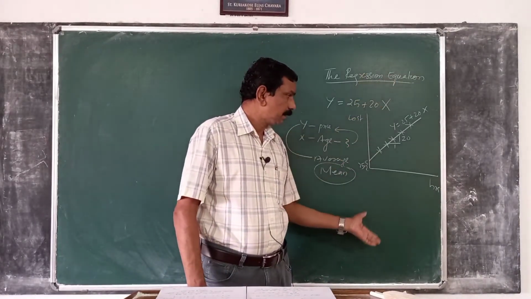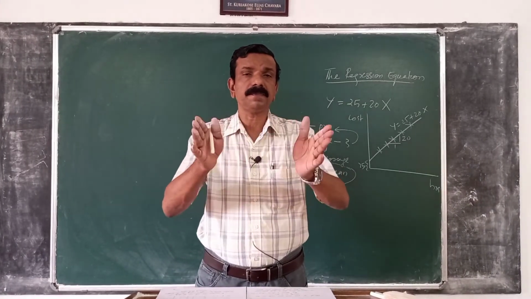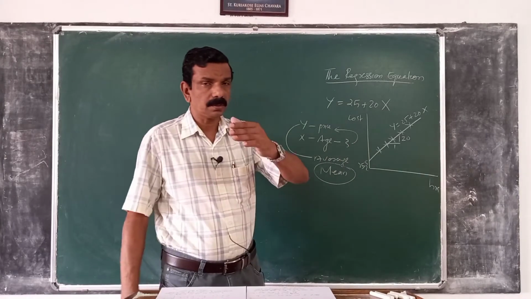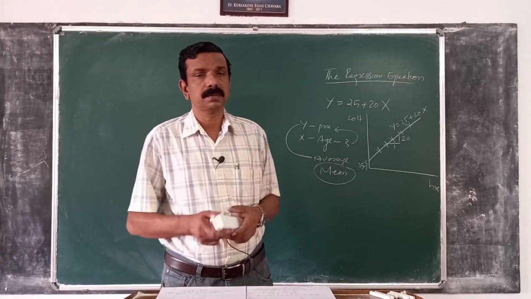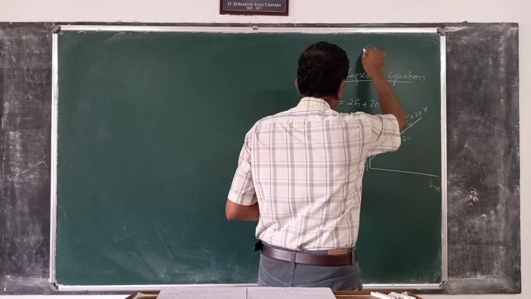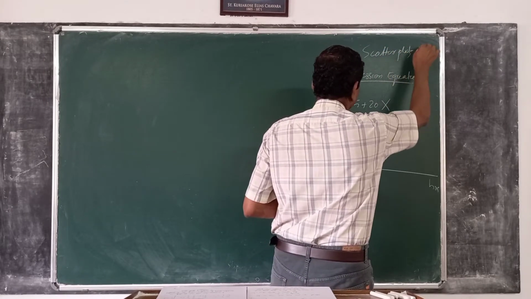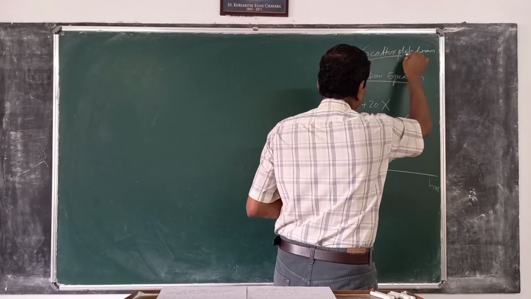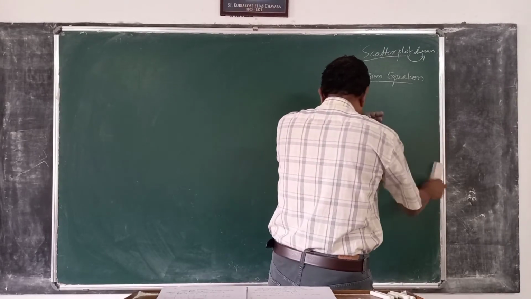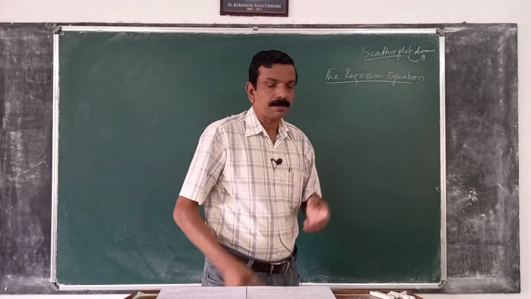And the first step in regression analysis is to construct a graph of y and x in order to obtain a clear picture about the nature of relationship. Such a graph is known as the scatter plot, or the scatter diagram. So the first step in regression analysis is to obtain the scatter plot.